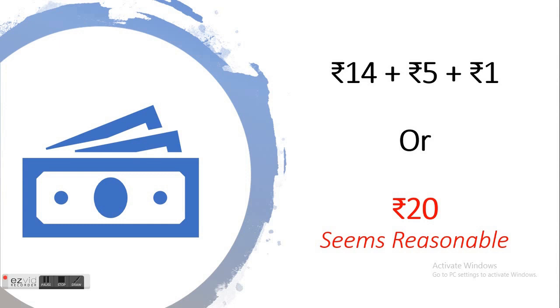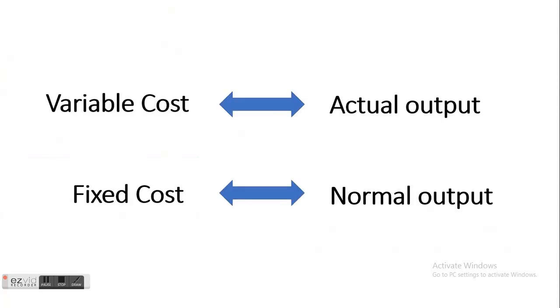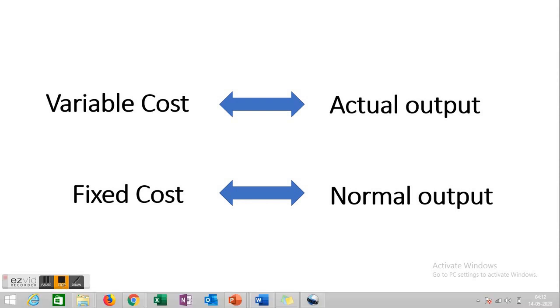The major reason to find out the normal output is to give credit to the performance of the owner or the business unit. If the business operator or a factory, let's say, is producing below the normal output levels, the loss must be borne by the owner, and under no circumstances can it be passed on to the customers. This is the very fundamental reason why this concept was made in the first place. So do remember, fixed cost always based on the normal output and variable cost based on the actual output.